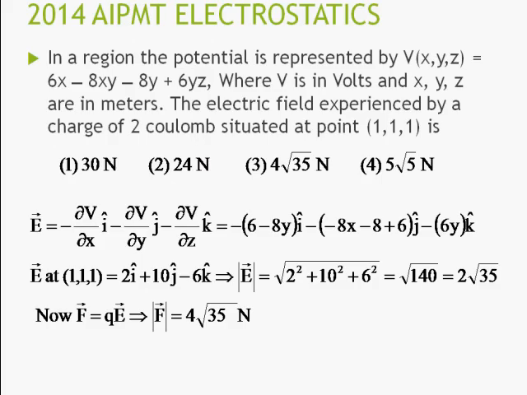So by what we get, 2² + 10² + 6², which is 140, which is 2√35. Up to here, 2√35 is the Newton per coulomb electrical field, but we have got the force on 2 coulomb, so we have to multiply this by 2 coulomb, and what we get is 4√35 Newton is the answer. That is my answer will be the third one.